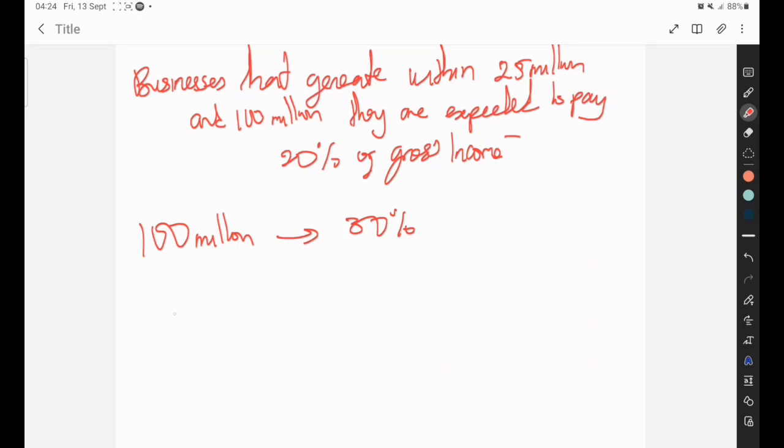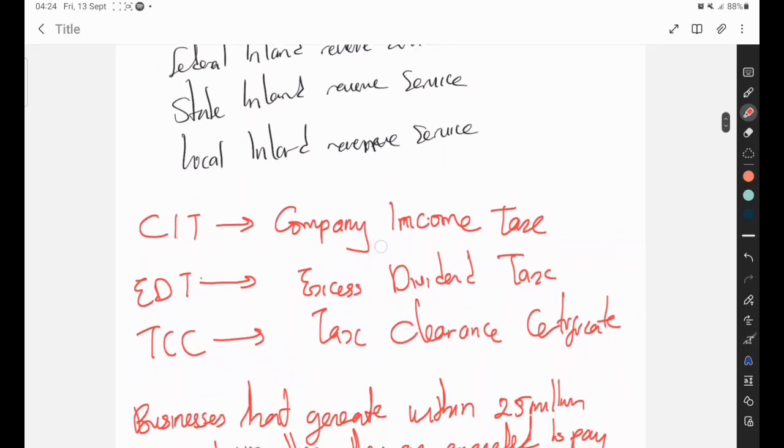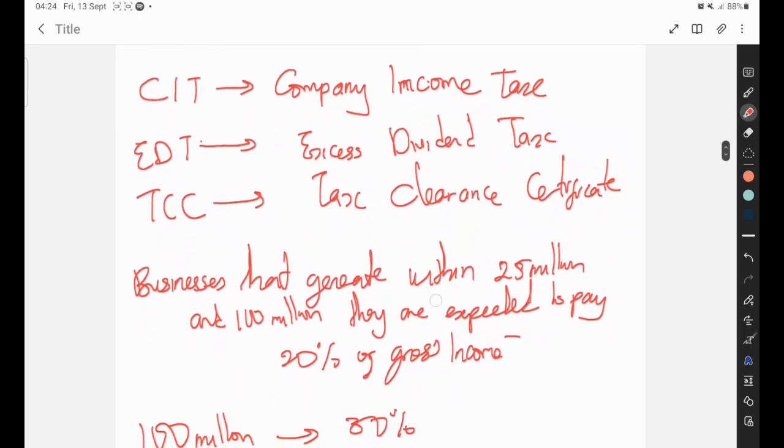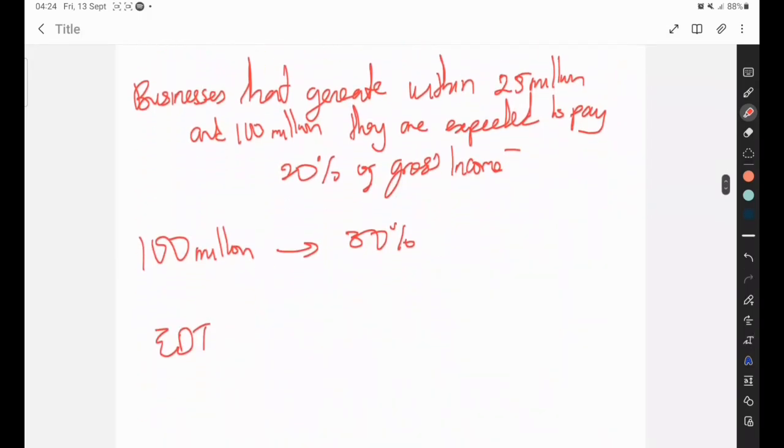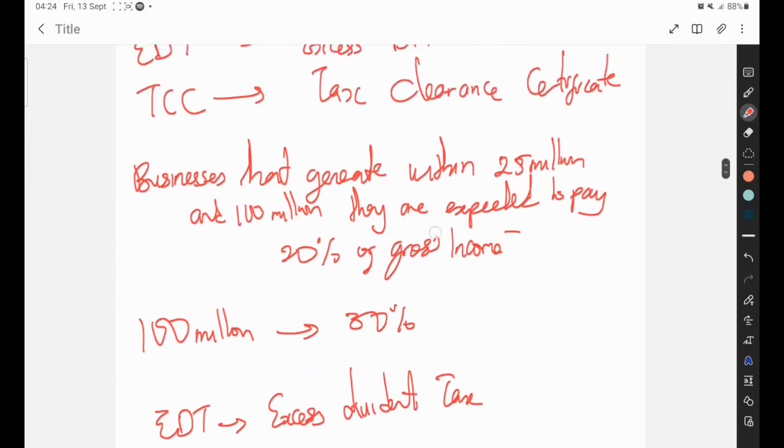So now let's move to EDT. There's not much on EDT. EDT, as I explained, is excess dividend tax. So what excess dividend tax is, is simply the tax that is made on things like treasury bills, government bonds, and all the likes. And the tax on these instruments, companies have been exempted from the tax on them.